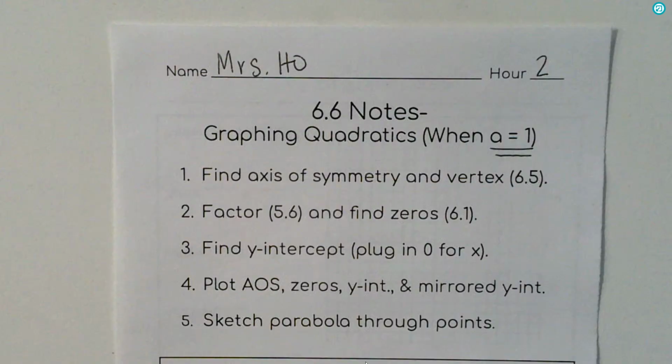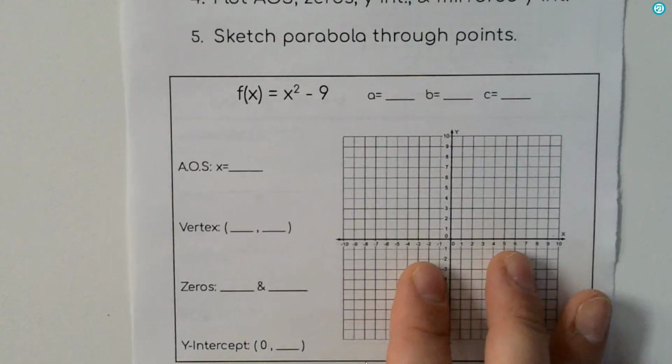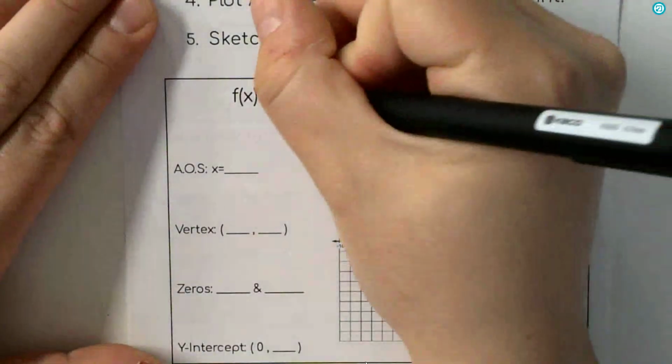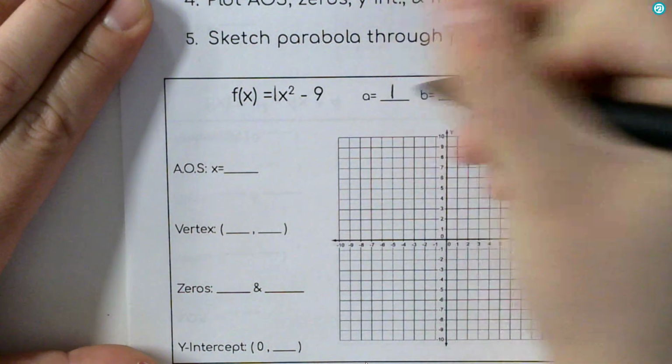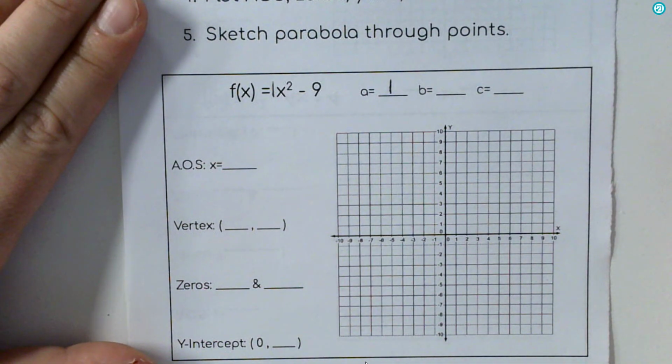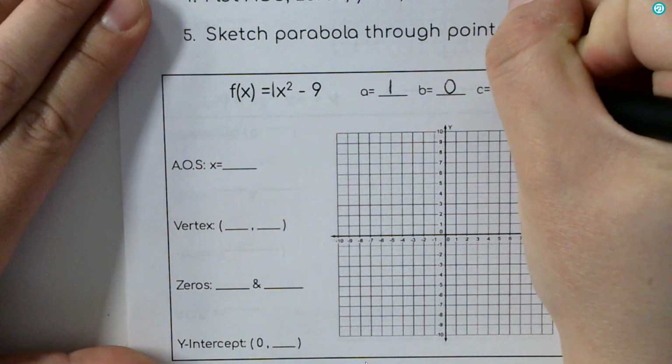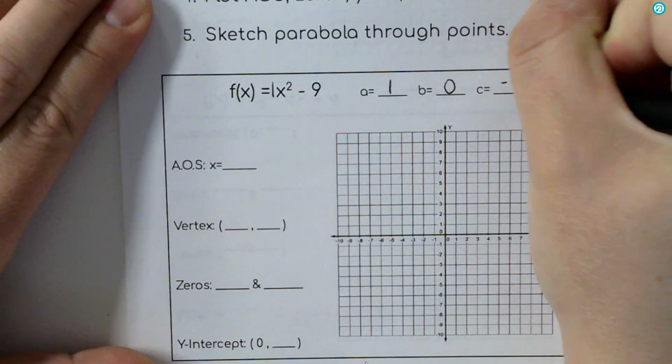So here are our steps. Step 1, we are going to find the axis of symmetry and vertex, just like we did in 6.5. So we are going to go down to our first example, and we are going to do that just like we did in 6.5. So moving down, this example is a little bit different because we don't have that middle term. So in this problem, my A value is 1. My B value is 0, because I don't have a B term. And my C value is negative 9.